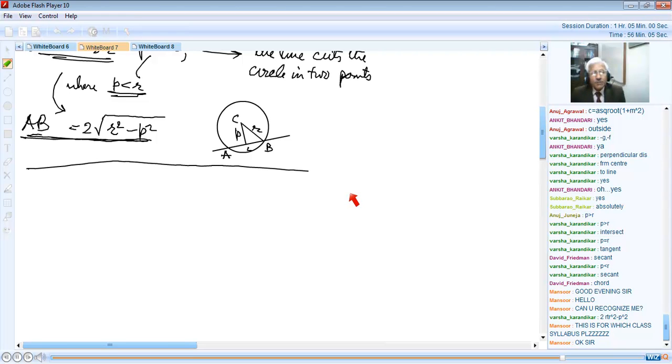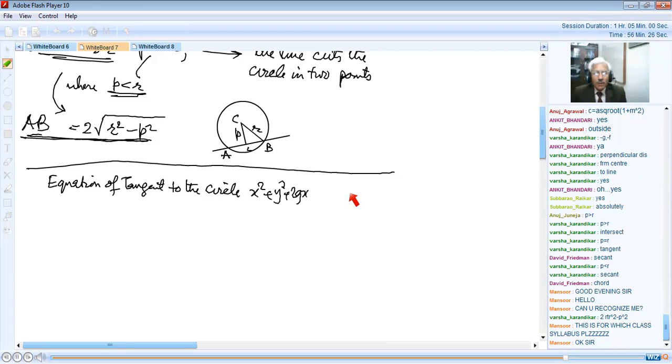Another important point is how to find the equation of tangent. Equation of tangent to the circle x square plus y square plus 2gx plus 2fy plus c equals 0 at a point x1 y1 on the circle. That means x1 y1 lies on the circle. Can any one of you tell me what will be the equation?